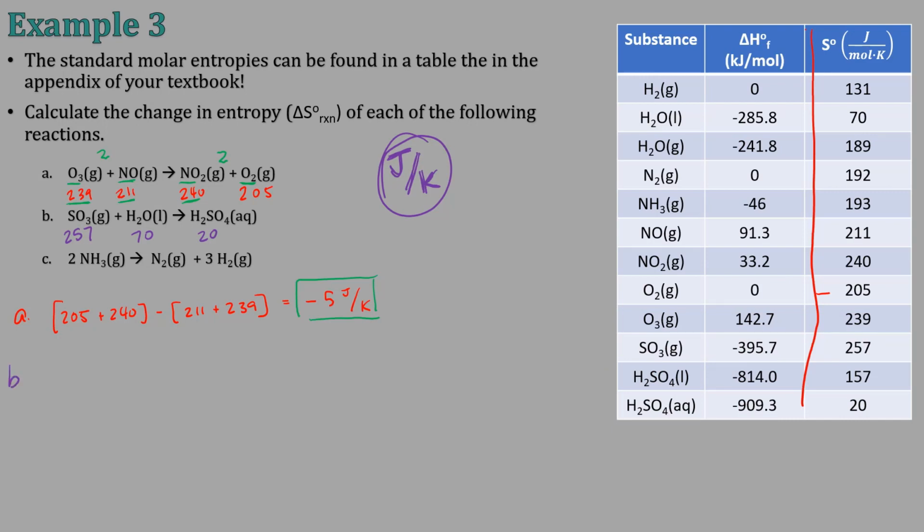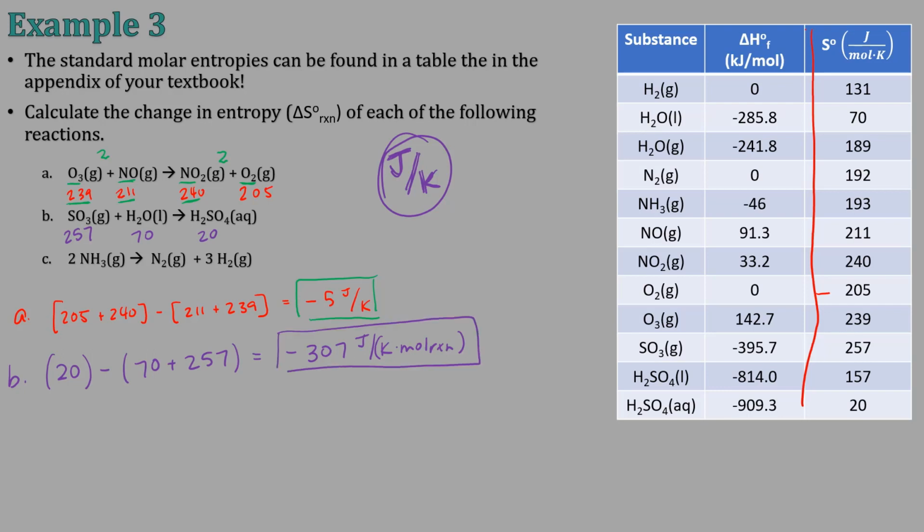So for B, I'm going to take 20 minus 70 plus 257, and that's going to be equal to -307 joules per Kelvin. You could also write per mole of reaction, because for this reaction to happen one time, I would have that entropy value.